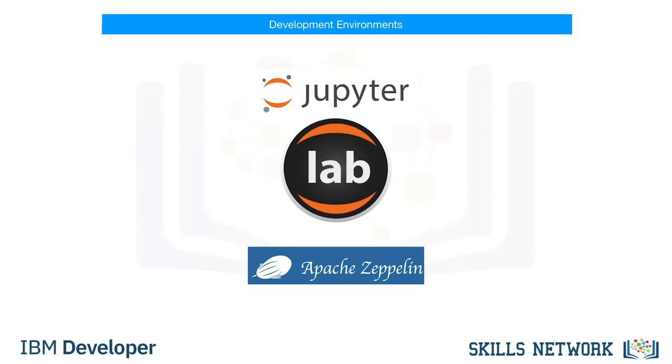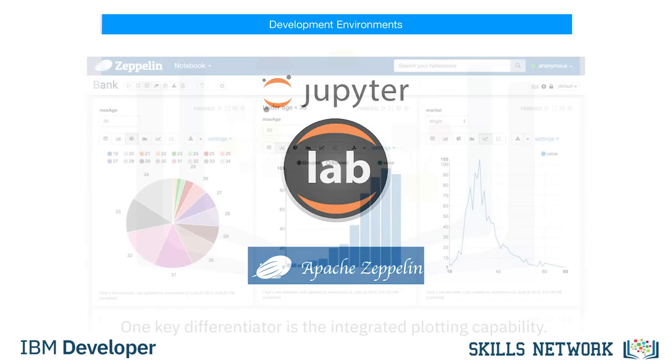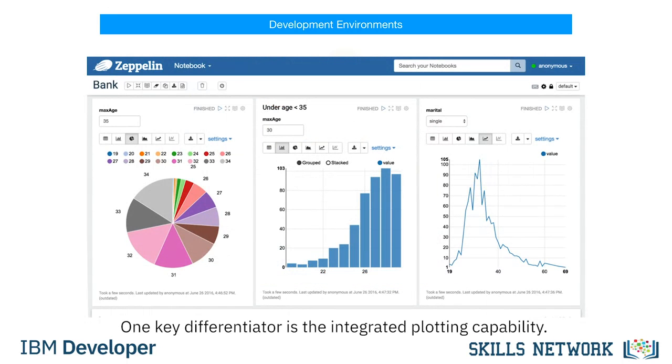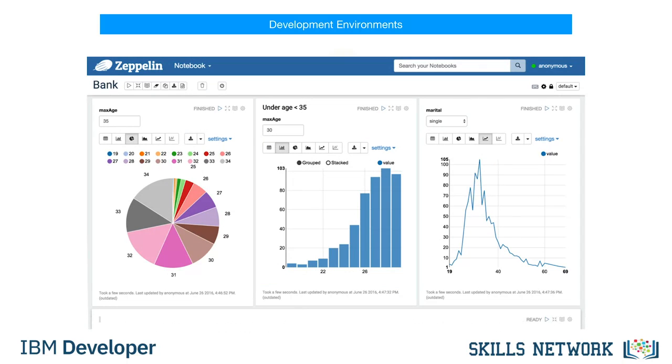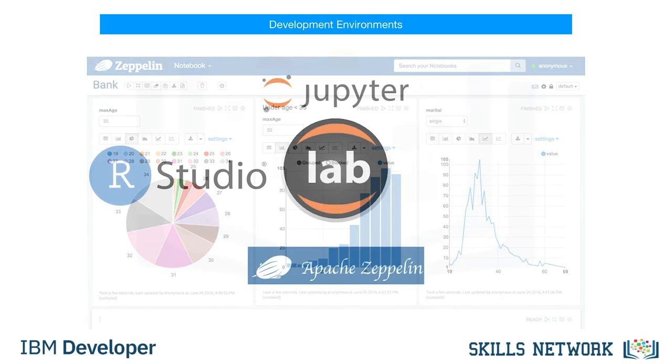Although Apache Zeppelin has been fully re-implemented, it's inspired by Jupyter notebooks and provides a similar experience. One key differentiator is the integrated plotting capability. In Jupyter notebooks, you are required to use external libraries. In Apache Zeppelin, plotting doesn't require coding. You can also extend these capabilities by using additional libraries.